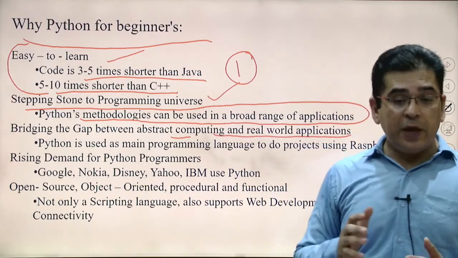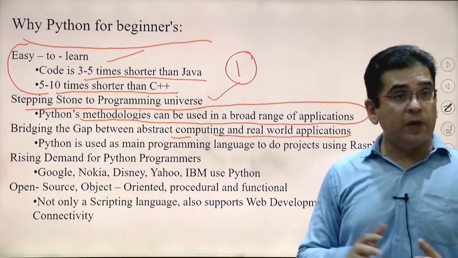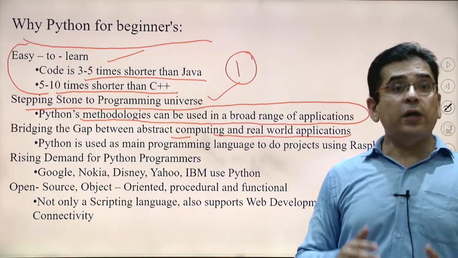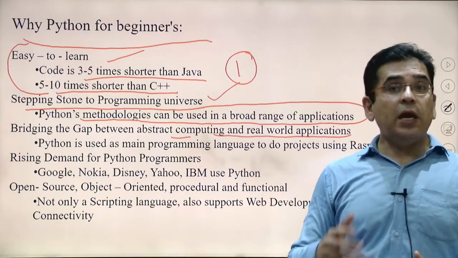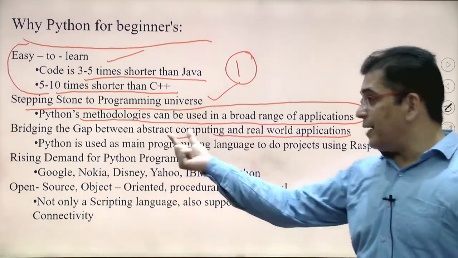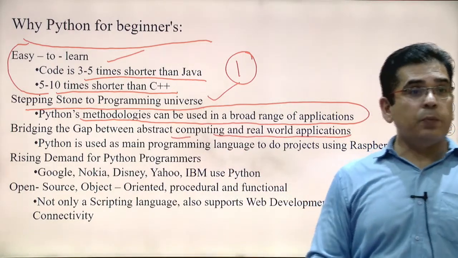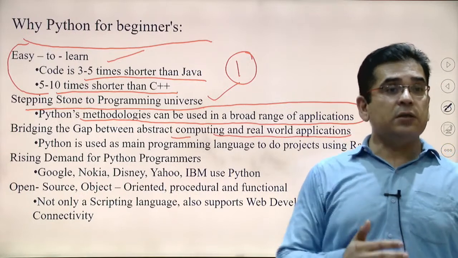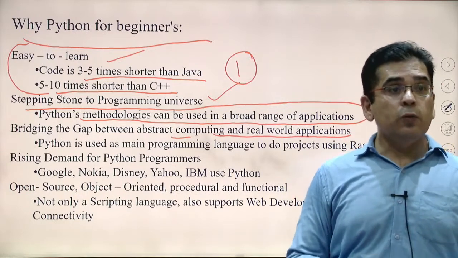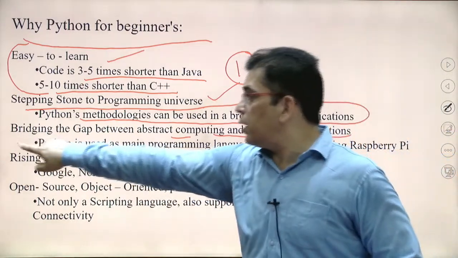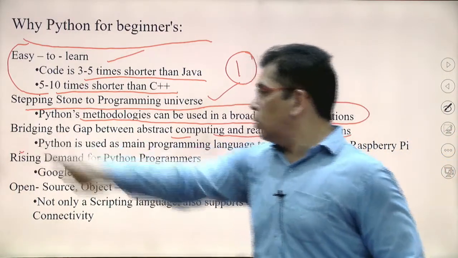The third advantage is bridging the gap between abstract computing and real world application. Python has a very wide set of libraries. It bridges the gap between different real world applications. Like I have given you the example of disease prediction. Abstract computing means the source code which helps us to predict or provide a solution to a real world problem. So this is the third advantage of Python.